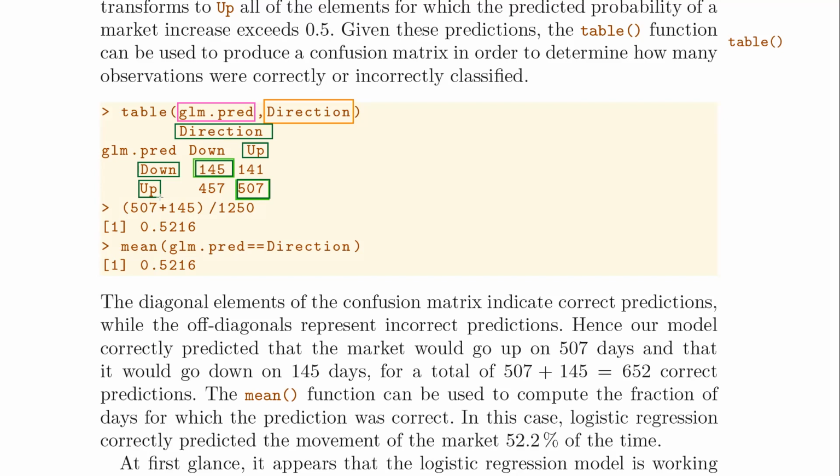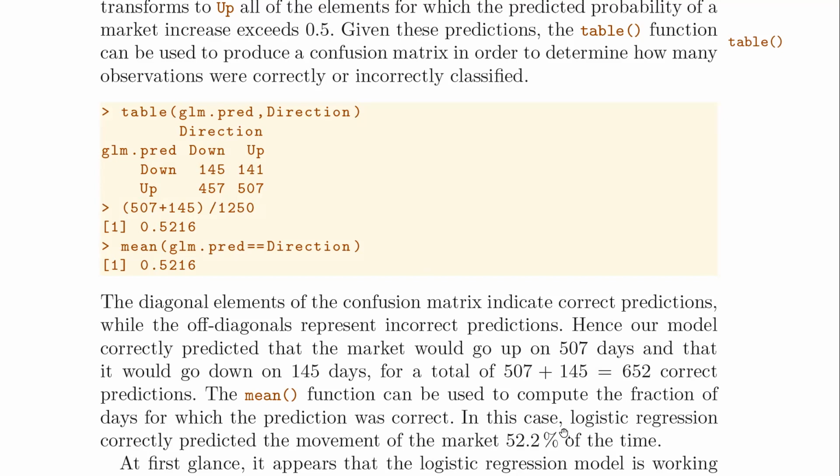And that 2.2% above half, that's probably just sheer luck. The mean function can be used to compute the fraction of days for which the prediction was correct. In this case, logistic regression correctly predicted the movement of the market 52.2% of the time. Yeah, it's no fault of logistic regression.